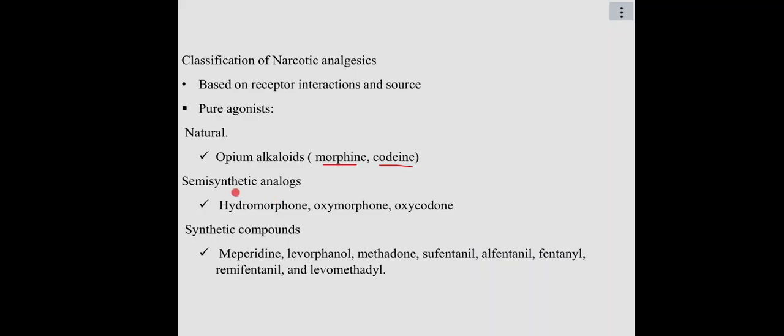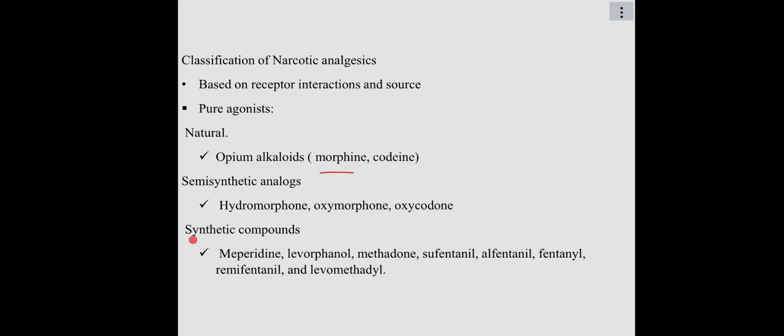Then we have the semi-synthetic. First of all, we are looking at the pure agonists, because we are looking at the receptor interaction in terms of whether it is an agonist, an antagonist, a mixed agonist-antagonist, or a partial agonist. And as I said, the mixed agonist-antagonist and the partial agonist are sometimes really not cast in stone. The pure agonists which are naturally occurring are morphine and codeine. Then the semi-synthetic, whereby we have structurally modified morphine, include hydromorphone, oxymorphone, oxycodone, and many others which we have looked at. These are just examples of semi-synthetic analogs that are pure agonists.